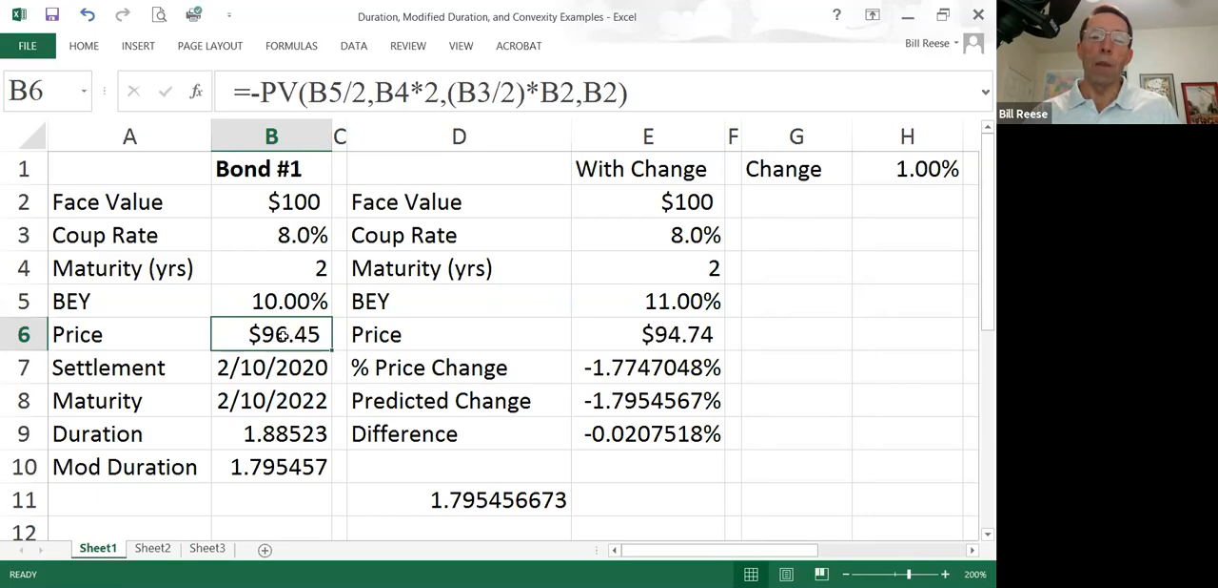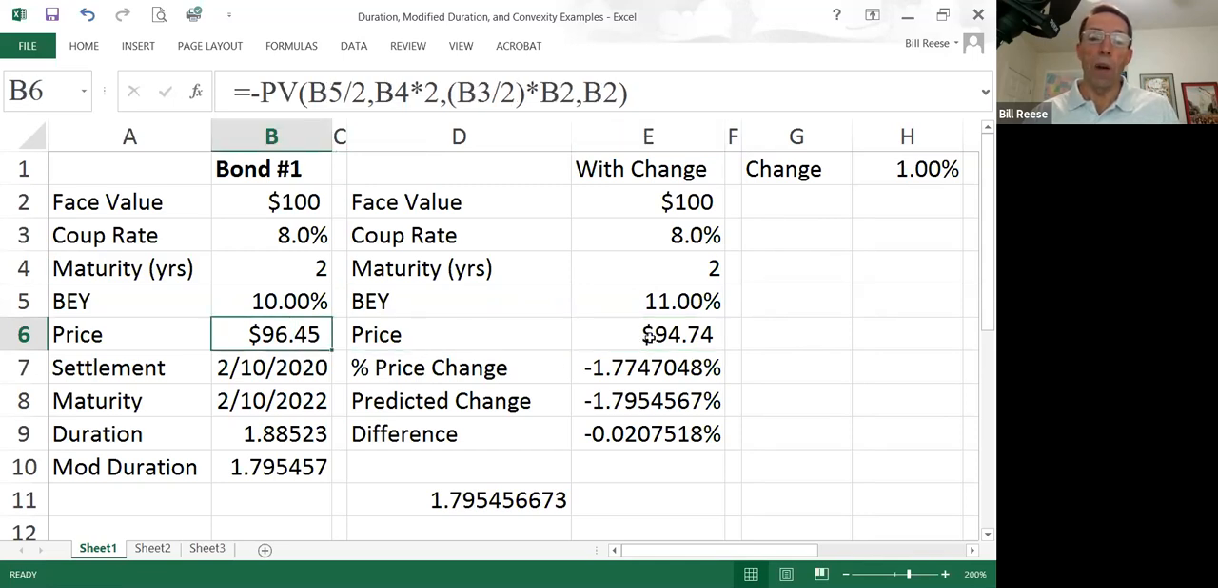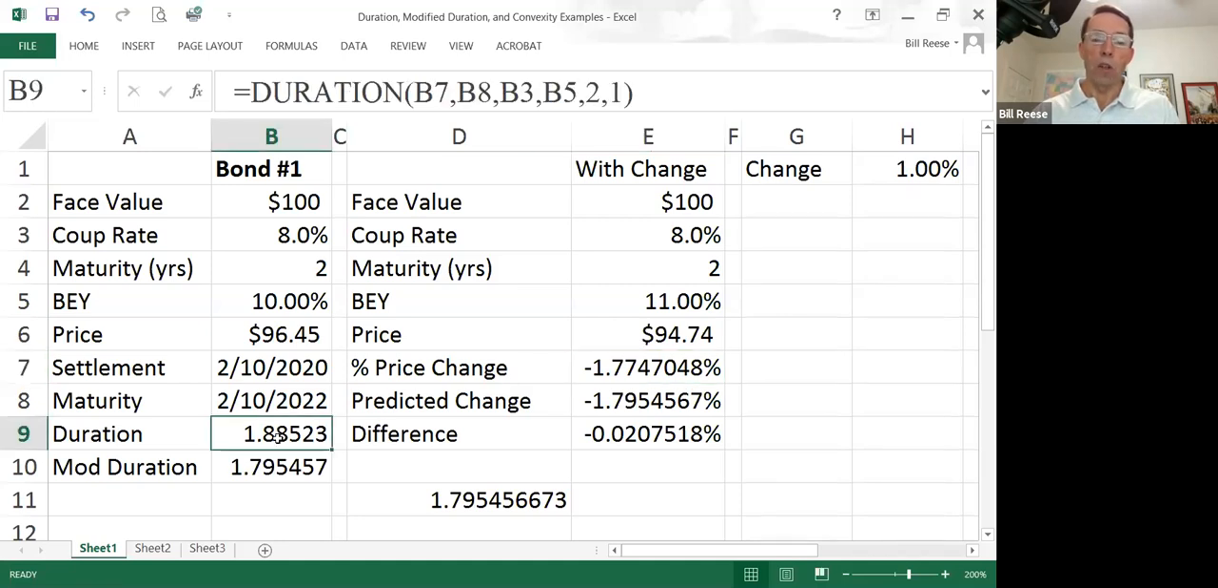Before interest rates went up, this was the price of the bond. Now that interest rates have gone up, this is the price of the bond. Interest rates go up, the price of the bond goes down. It goes down from 96.45 to 94.74. So what we're doing here is we're saying, what is the percentage change in the price of the bond? Well, the bond went down by 1.7747048% there.